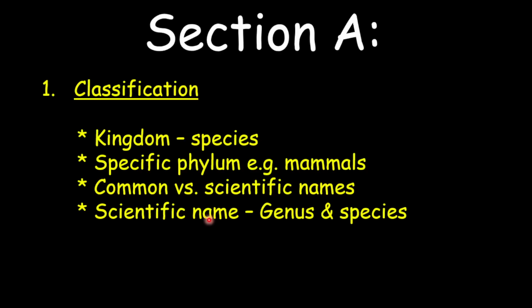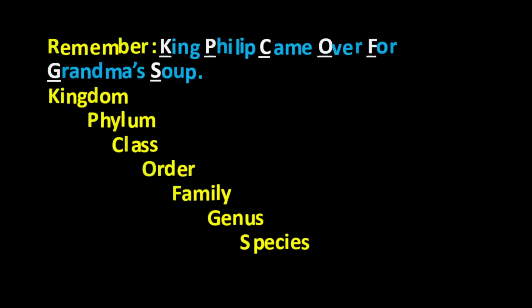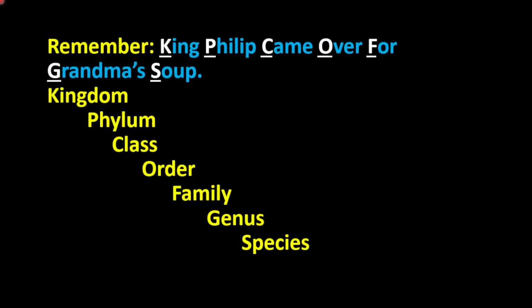And remember that classification is the way of organizing or grouping organisms based on specific features. And the largest group is kingdom, ranging to species. You must know them. All right, so you must know specific phylum, for example, mammals. All right, you must know common versus scientific names. You also need to know scientific names are made up of genus and species as well. All right, so those are things you need to look out for. And just to give you a little insight on this topic, you must know that we start from kingdom, phylum, class, order, family, genus, and species, in that order, coming from very large to very specific group.